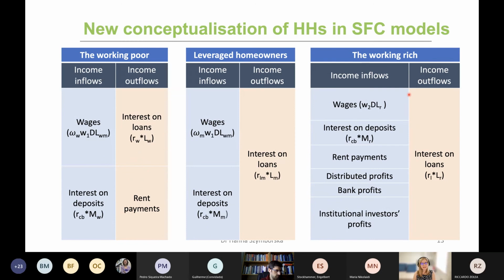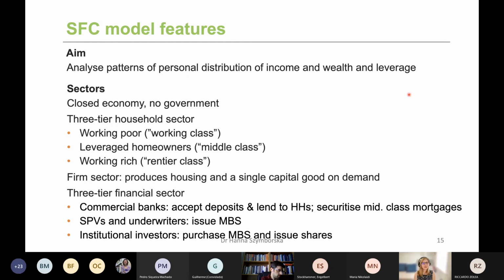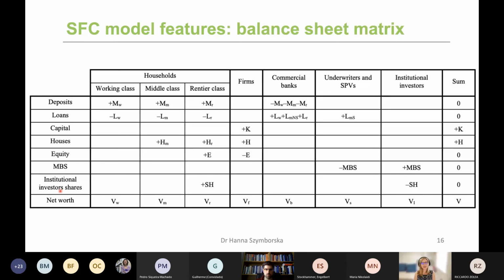The aim of this analysis is to look at how this type of classification of households, where all households earn wages, all households own some wealth but different types of wealth, and all households are liable for rent payments but to a different extent, is related to securitization, which is introduced by having a more complex financial sector and the issuance of mortgage-backed securities and securitization of mortgages to the middle class, let's say the leveraged homeowners group, and how this then generates channels of distribution.